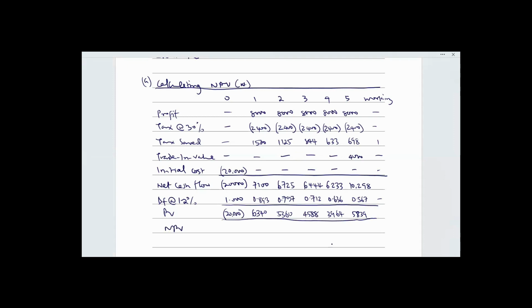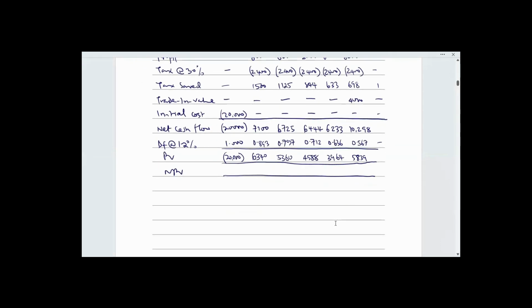The net present value will then be equal to, what do you have? What's the NPV? 6,091. Negative? Thank you, Debbie. Okay. Sorry, it's positive. It's positive, not negative. Yeah, it's positive.